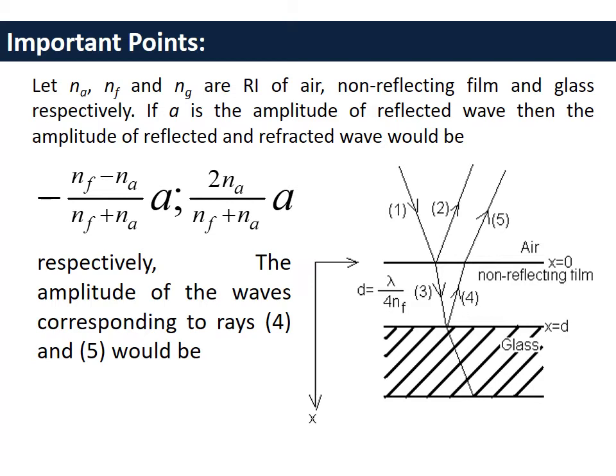If A is the incident amplitude, then the amplitude of the reflected and refracted waves, from the expressions discussed before, will be: for the reflected, minus (nf minus na) by (nf plus na) times A, and for the refracted or transmitted, 2na by (nf plus na) times A, where A is the incident amplitude. The amplitudes of the waves corresponding to rays 4 and 5 are to be calculated so that we put a condition and find out what the refractive index of the non-reflecting film should be.